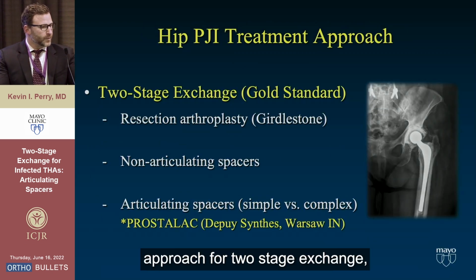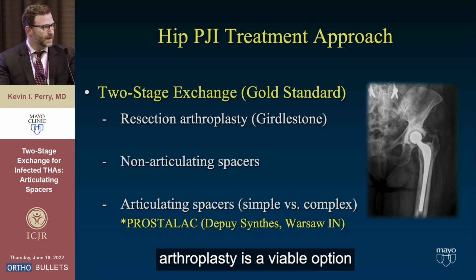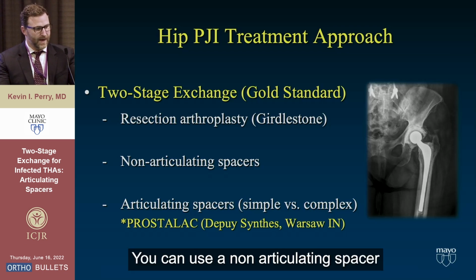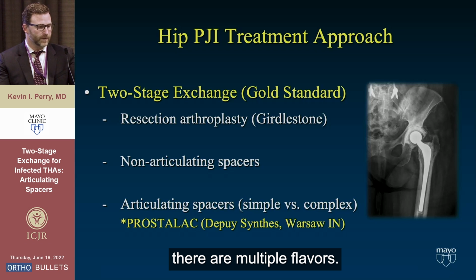In terms of the treatment approach for two-stage exchange, I think it's fair to say that remains the gold standard. How you approach the first stage can be variable. Certainly resection arthroplasty is a viable option in certain patients. You can use a non-articulating spacer or some form of an articulating spacer, of which there are multiple flavors.